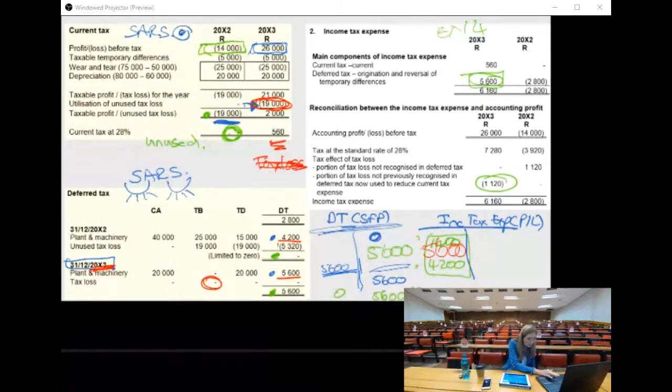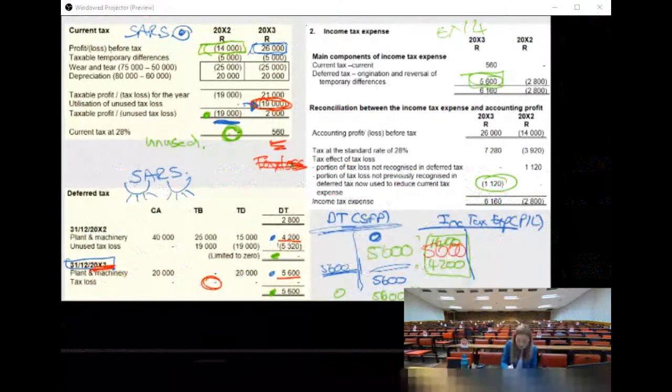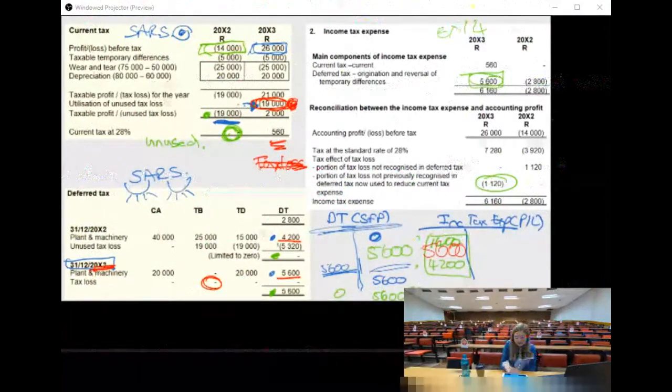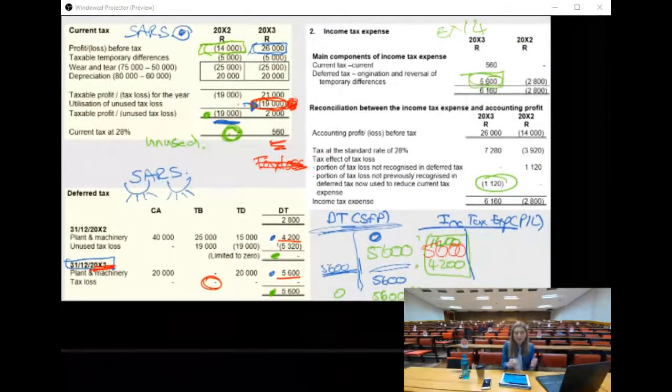Okay, so there was a question. Why does the unrecognized tax loss not go in the deferred tax calculation? Ms. McNamara, I hope I answered your question there. Because at the end of X3, it doesn't exist anymore. It was used in X3 to make our current tax expense lower. Therefore, at the end of X3 it does not exist anymore. So at the end of X3, we only look at what our assets and liabilities are at year end, and also what other benefit or future tax deductions we are going to get that do not have a carrying amount, but do have a tax base. Good. Okay.